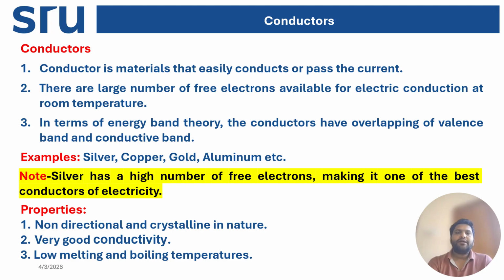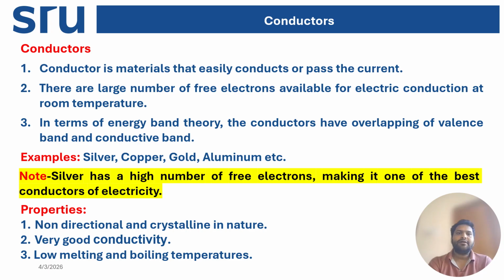Now let us understand some important properties of conductors. The first property is high electrical conductivity, low resistivity, and good thermal conductivity, and low melting point and boiling temperatures, so they can be shaped easily. Most conductors are metals and they also conduct heat efficiently.